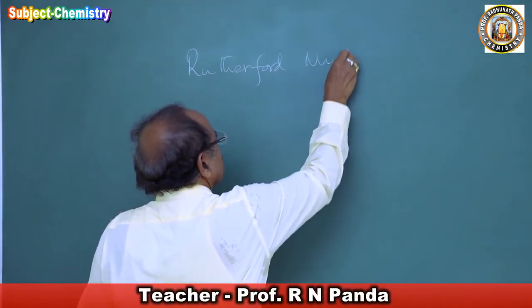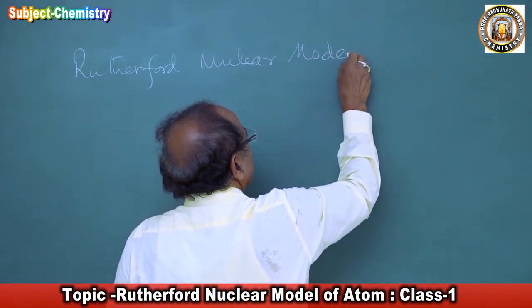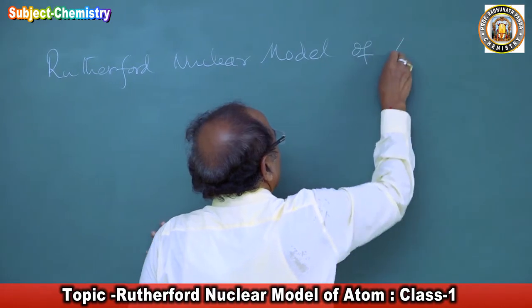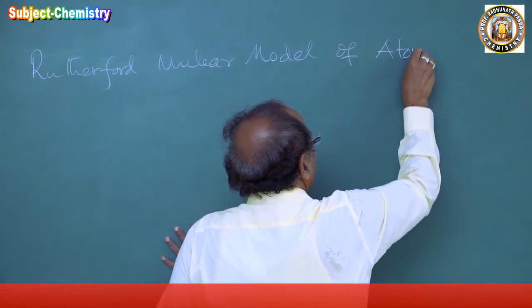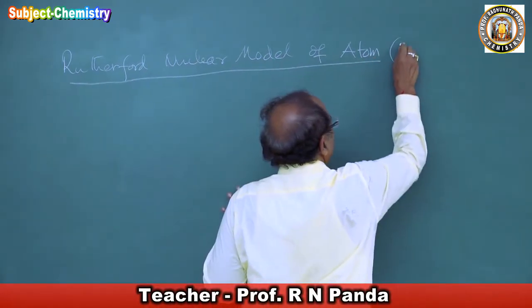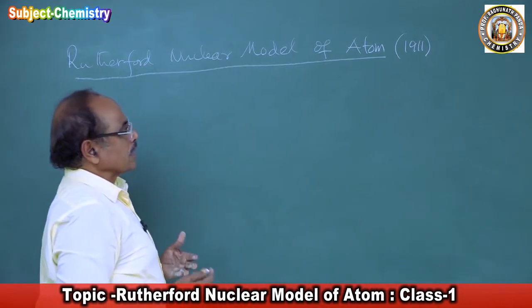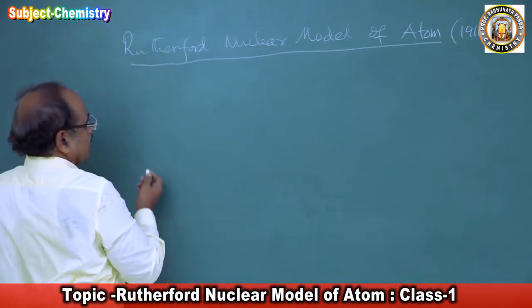So we are going to study today the Rutherford nuclear model of atom. And he proposed this model of atom in the year 1911 from his experiment called scattering of alpha particles.